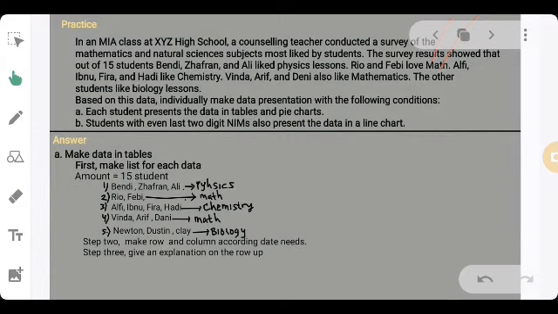Step one, make the data in a table. First, make the list for the data. The amount is 50 students. Step two, make rows and columns according to the needs. Step three, give an explanation of the table.